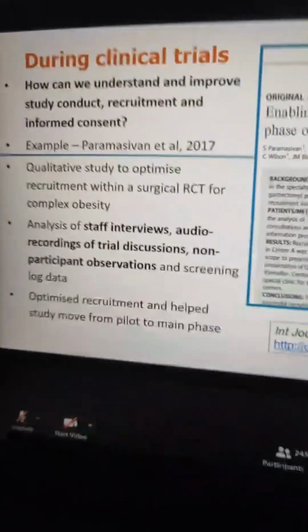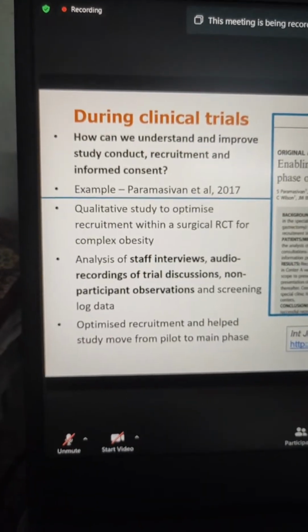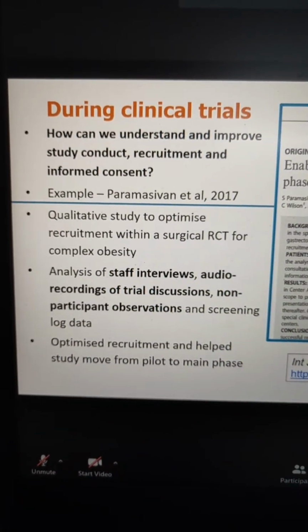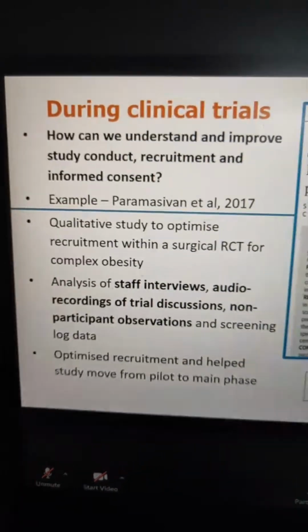You could also go beyond clinical trials, and Dr. Nicola will present an example of how we did this work. This is another trial that I was involved in, called the Paramasivan study. It was a trial comparing 3 different surgical procedures for complex obesity. And what we did was to conduct a two-tool intervention, which is qualitative research embedded within the trial to identify recruitment and informed patient problems and address this.